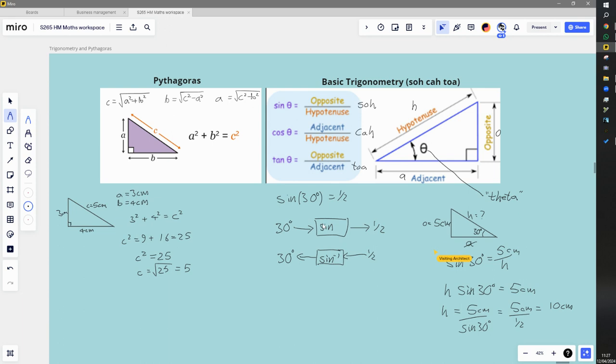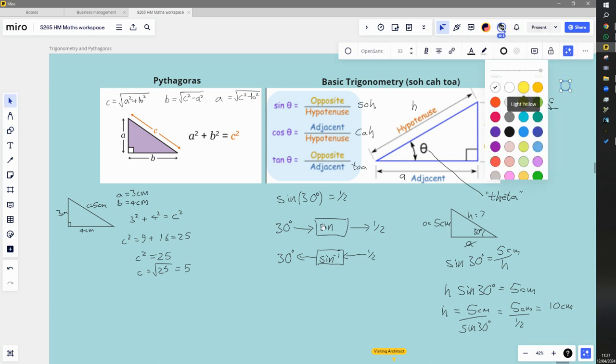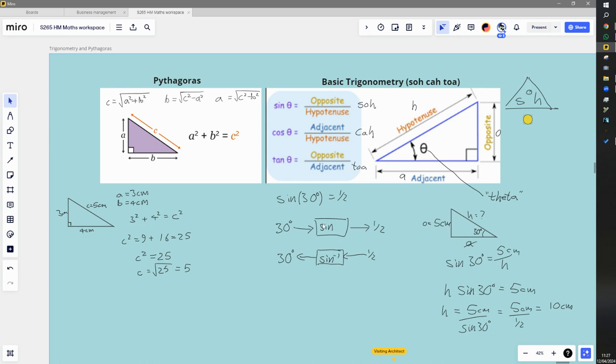Now there is a quicker way to do it with rearranging. If you imagine writing SOHCAHTOA and you lift up the middle one like that, and then you draw a triangle around it, then you've got a formula triangle. Then you put your thumb over whatever it is you want to work out. We wanted to work out the hypotenuse, so you cover up the hypotenuse, and we've got opposite over sine theta. If we wanted to work out the opposite, we cover up the opposite, and we've got sine theta times hypotenuse. And if we wanted to work out sine theta, we do opposite over hypotenuse.